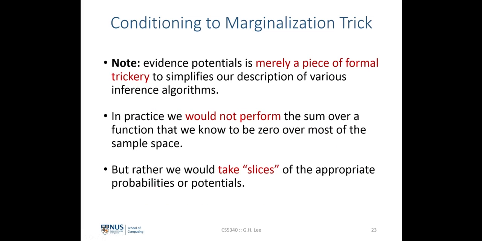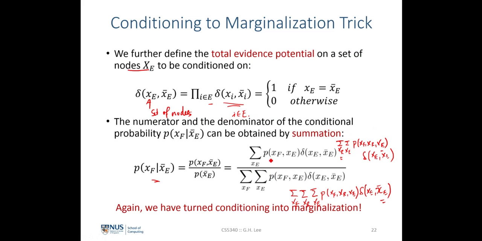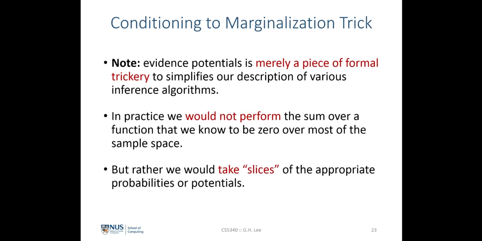It's important to note that the evidence potential is merely a piece of notation, just to help us write the mathematics and the algorithm more elegantly. So in practice, we will not perform the summation over xe over here, since we know that this is simply slices of the conditional probability from xf and xe. It's simply slices of the probability distribution table. We'll still simply take the slices, but the reason why we introduce this notation is just to make the whole mathematics and the algorithm look more elegant.